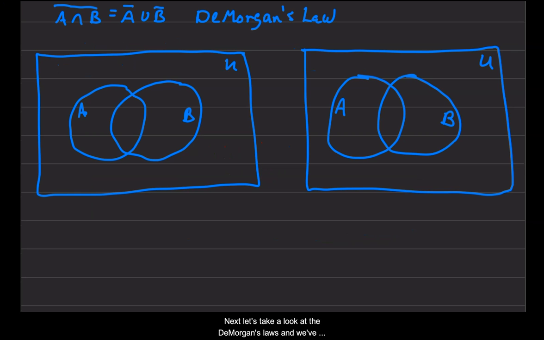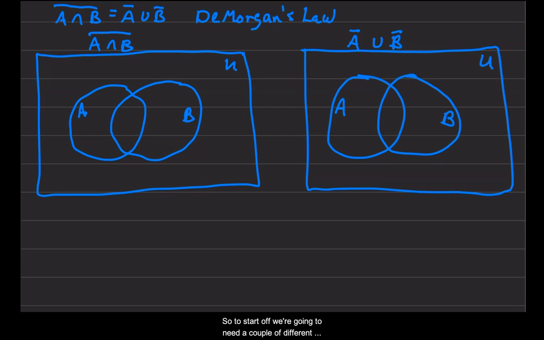Next, let's take a look at DeMorgan's laws. And we've set up two Venn diagrams here. And on the one over on the left, I'll do A intersect B. And then take the complement of that and show that that is equal to the one on the right, which is the complement of A, union the complement of B.